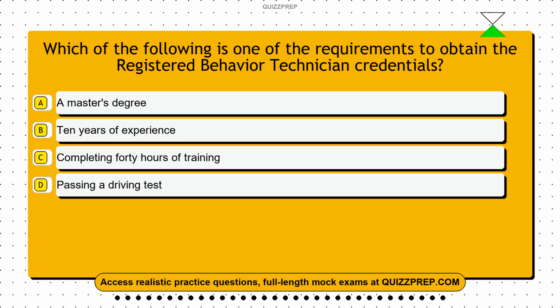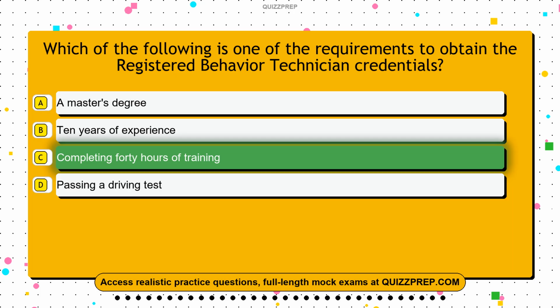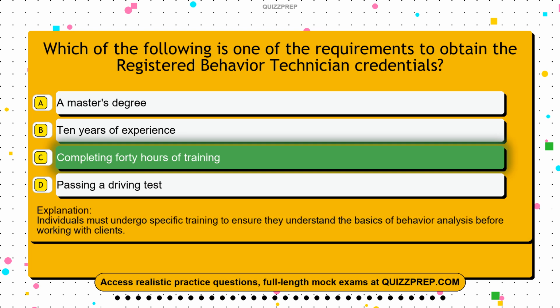Question 16. Which of the following is one of the requirements to obtain the registered behavior technician credentials? Option A, a master's degree. Option B, 10 years of experience. Option C, completing 40 hours of training. Option D, passing a driving test. The correct answer is option C, completing 40 hours of training. Individuals must undergo specific training to ensure they understand the basics of behavior analysis before working with clients.